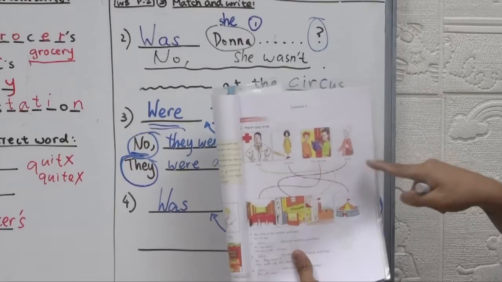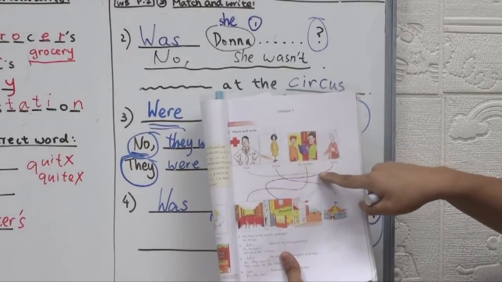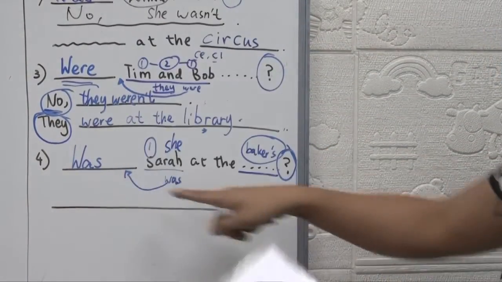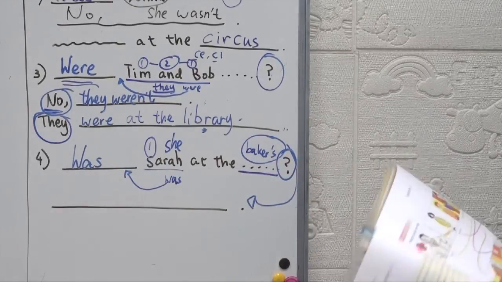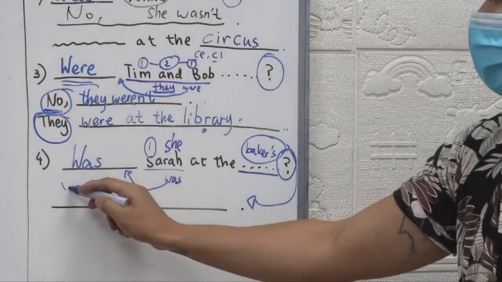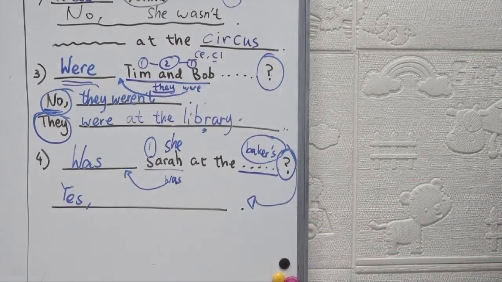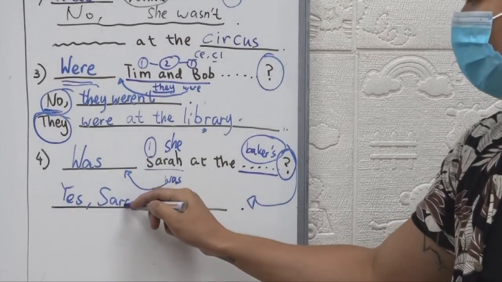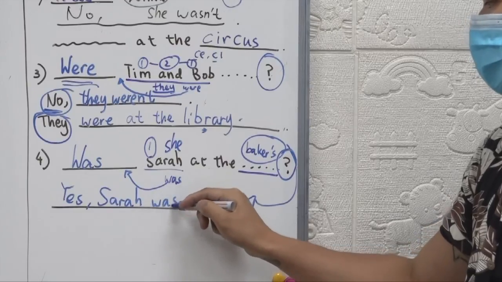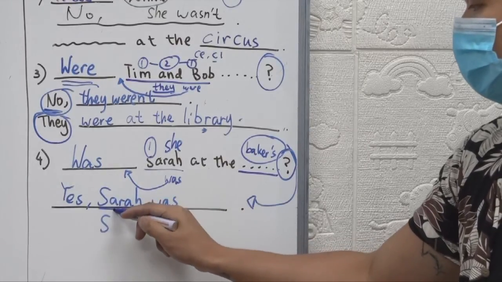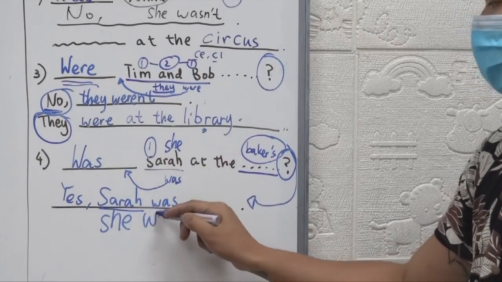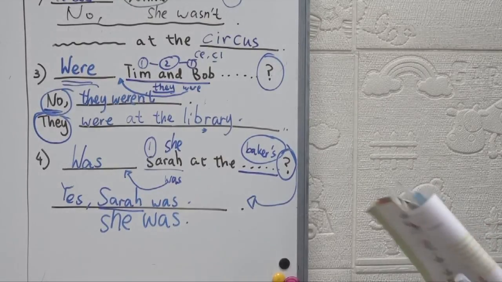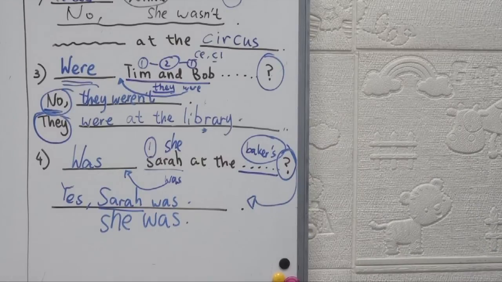Now let's take a look, right? Sarah. So Sarah is this old lady with the bag, right? The purple line. Follow the line. Boom. Baker's. So the question was: Was Sarah at the baker's yesterday? And she was at the baker's, so it should be yes. And then what should I write after that? Yes, Sarah was, or you can change Sarah to yes, she was. Full stop. Either one is fine, okay? Yes, Sarah was, or yes, she was, okay?